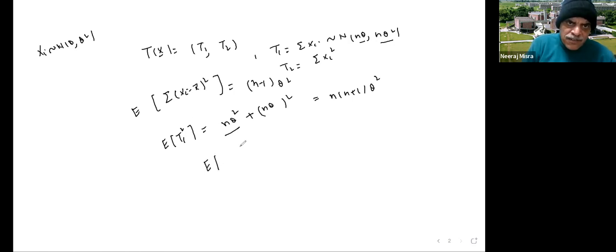So what do you get from here? Summation (Xi minus X bar) whole square is the same as summation Xi square, which is the same as T2, minus n times X bar square. X bar is nothing but T1 upon n. So n times T1 square by n square, that is T1 square by n.